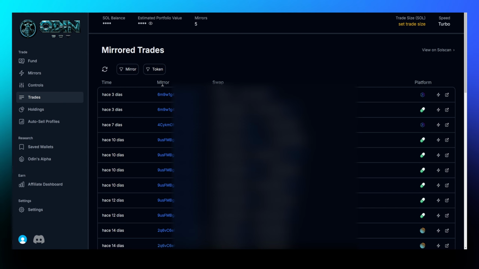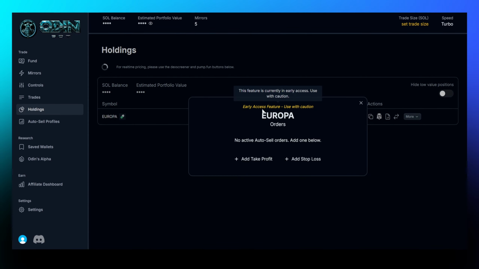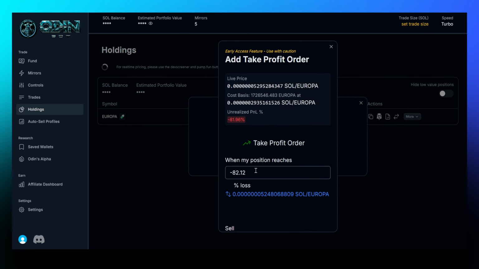trades of the swaps, the mirror, the time it happened, and you can also view the platform where this was executed, the mirror transaction, and your transaction on SolScan. Same thing, we have the holdings tab, which is going to showcase all the tokens you are holding: symbol, balance, total price. You can copy the address, view it on Dex Screener, enable stop loss and take profit for this individual token. So for example, let's say that I want to sell my position, it's at an 82% loss.